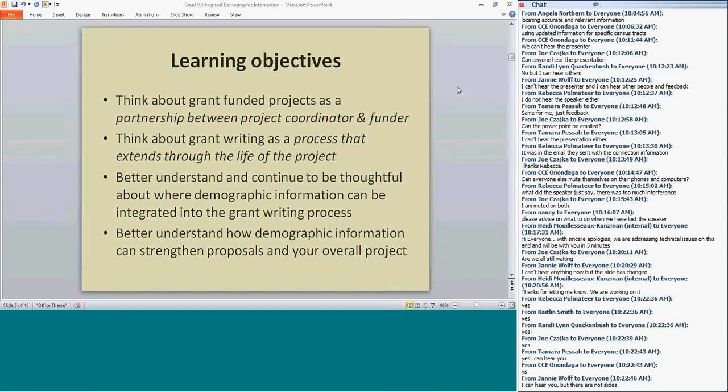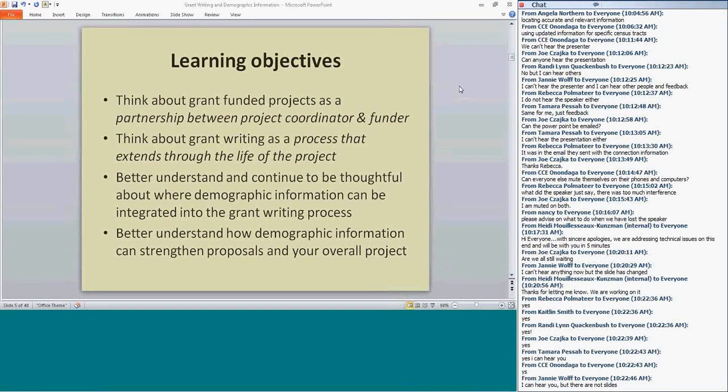Okay. So, not knowing where we've been coming in and out, I'm going to start back with learning objectives. I'm sorry if I'm repeating something, but I want everybody on the same page, and we'll move from there. So again, I'm hoping that by the end of this presentation, you will think about grant-funded projects as a partnership between you as the project coordinator and the funder.